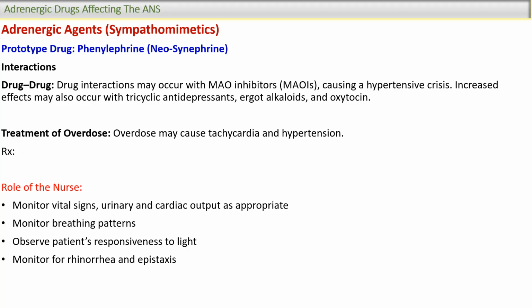The treatment of overdose: overdose may cause tachycardia and hypertension, and the treatment is usually with an alpha blocker or inhibitor, such as phentolamine, whose brand name is Regitine. Phentolamine is the generic drug name. So again, an overdose with phenylephrine is usually treated with an alpha blocker, such as phentolamine or Regitine. It may be indicated to decrease the blood pressure.